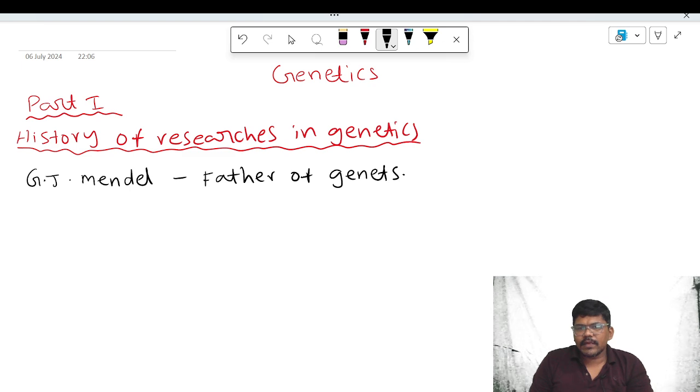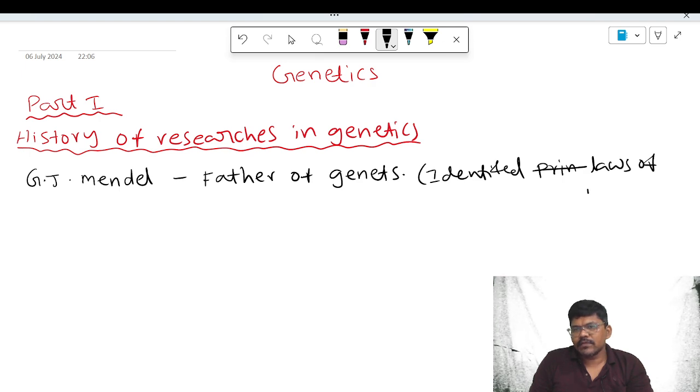Why is he called the father of genetics? He identified the principles of inheritance, so the laws of inheritance. There are 3 laws in the laws of inheritance of Mendel. These laws explain how characters are transferred from one generation to another generation.